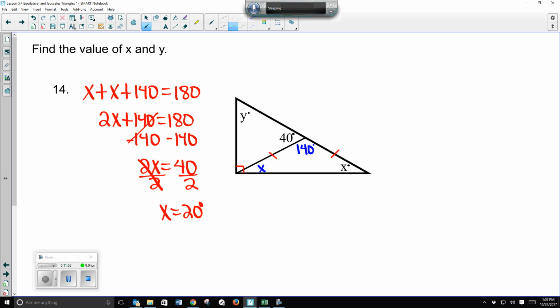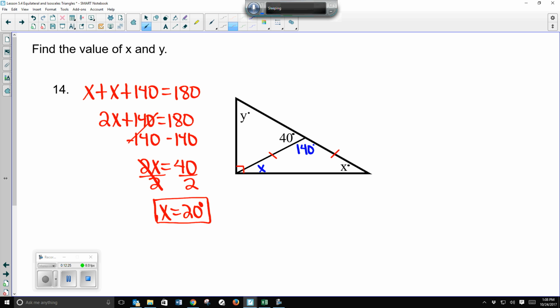TJ, do you want to go to the next part? Okay, to find y. Well, since it's a right angle, right angle is 90 degrees, and since you already have 20 degrees, the angle opposite of y would be 70.